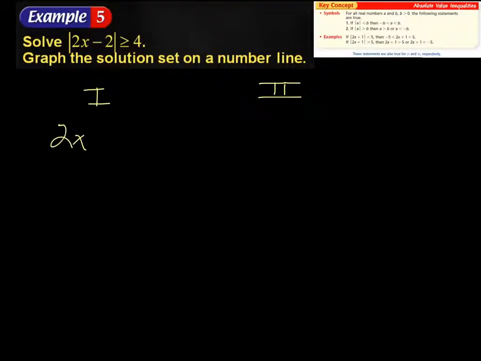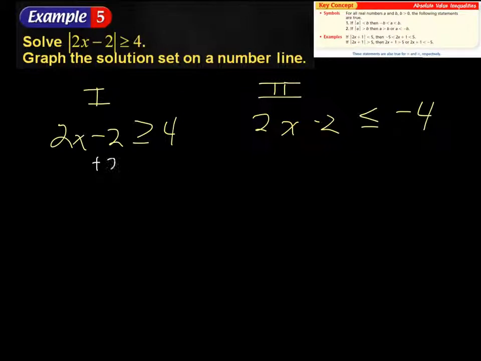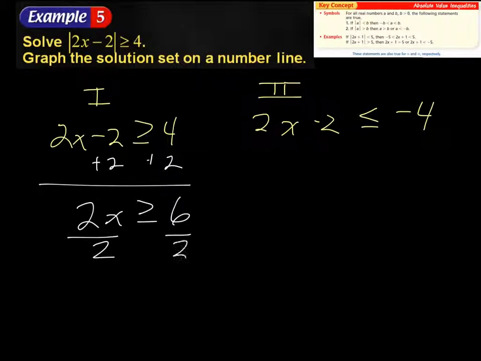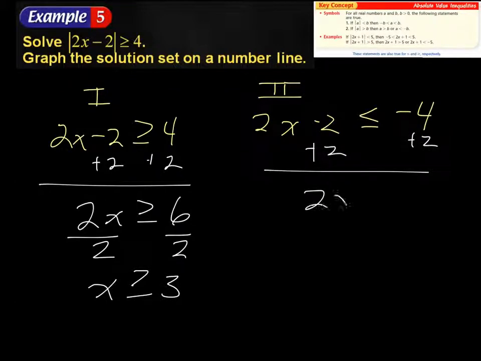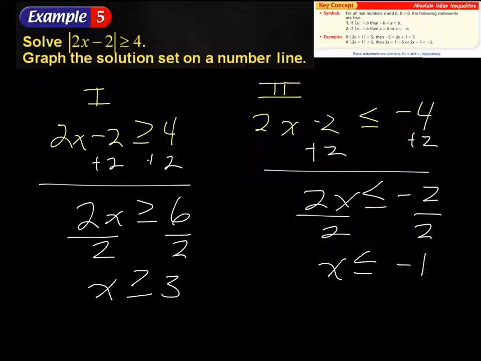So again, we have our case 1, case 2 scenario. So case 1, we're just dropping off the absolute value. And case 2, 2x minus 2 is less than or equal to -4. To solve, we're going to add 2 to both sides. So 2x is greater than or equal to 6. Divide by 2. X is greater than or equal to 3. Add 2 to both sides. Seems familiar. So 2x is less than or equal to -2. Divide by 2. X is less than or equal to -1.